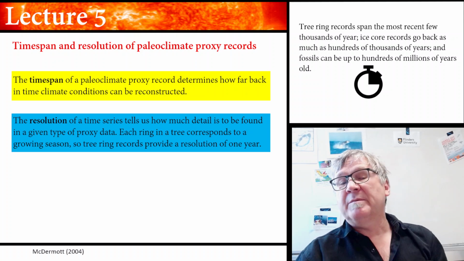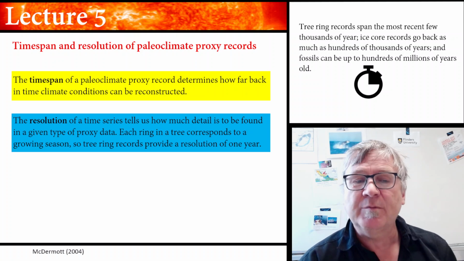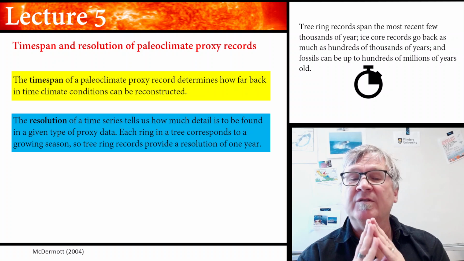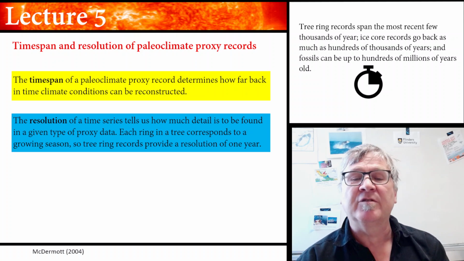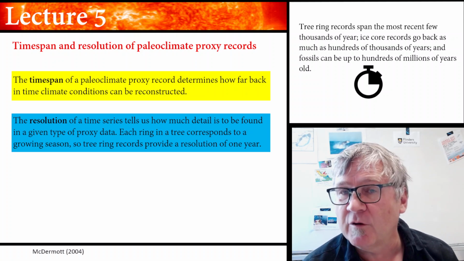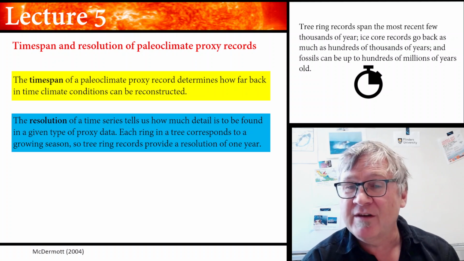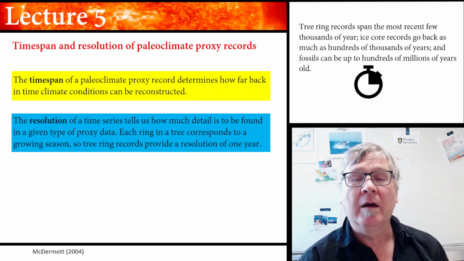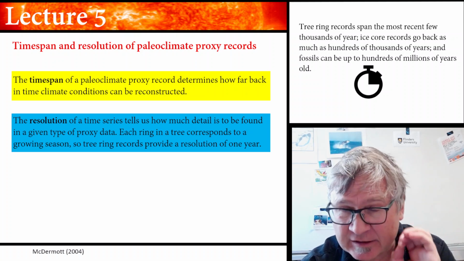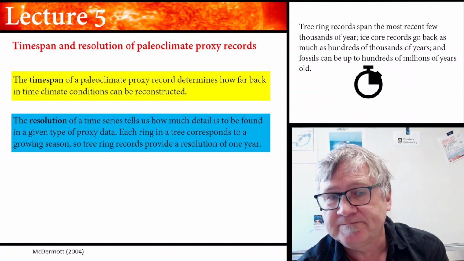The resolution is something different. The resolution of a time series tells us how much detail is to be found in a given type of proxy data. Each ring in a tree corresponds to a growing season, so tree ring records provide a resolution of 1 year. But that's different for sedimentary records. They don't resolve every other year. They have a much lower resolution. So for the interpretation of these records, it is very important to know what the resolution is.